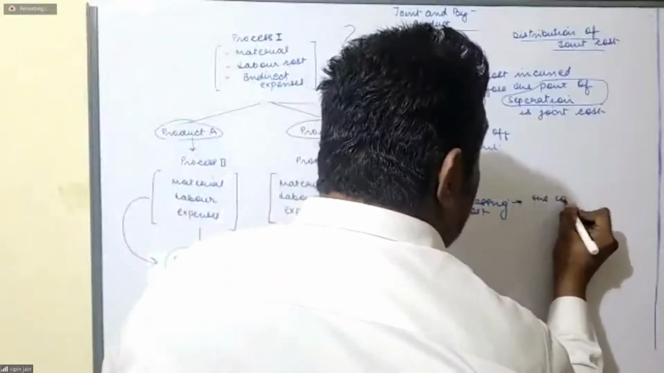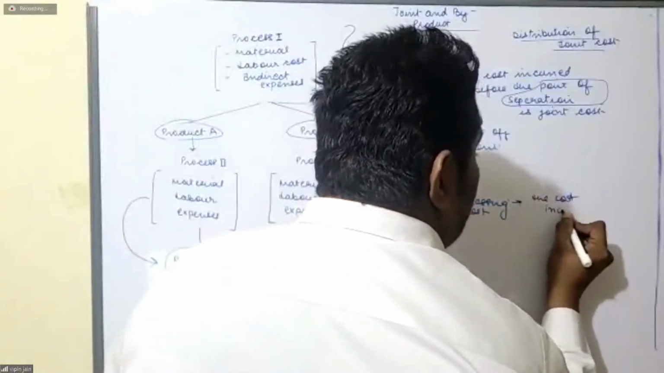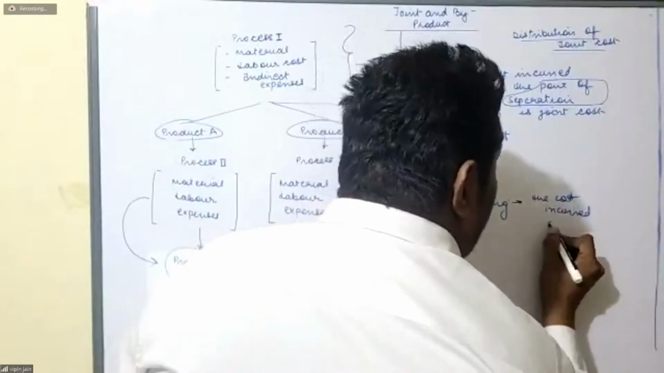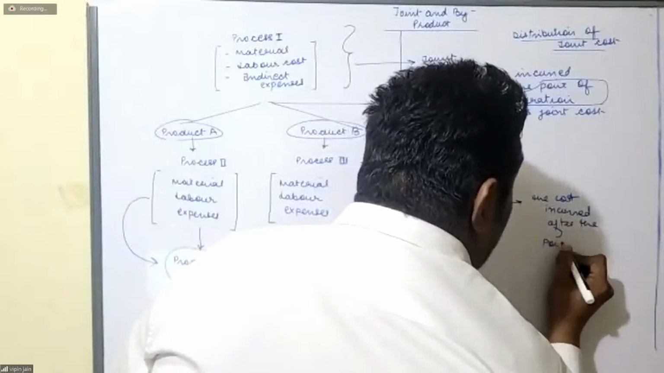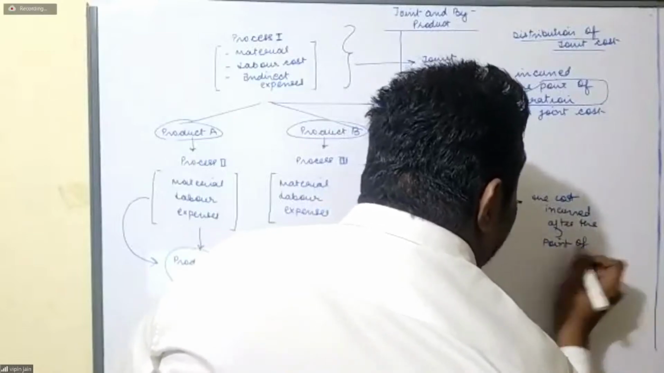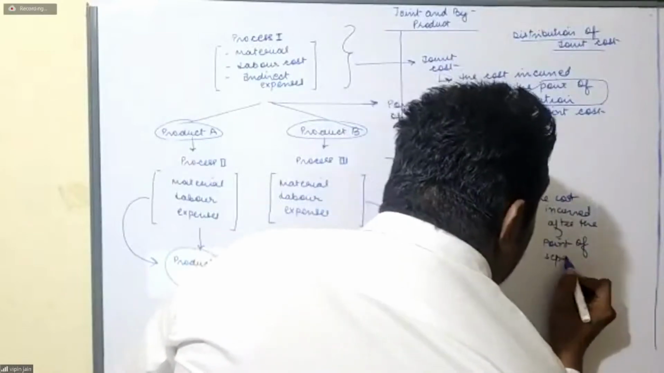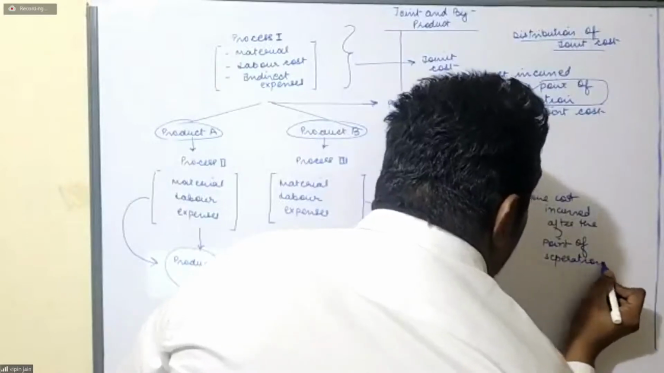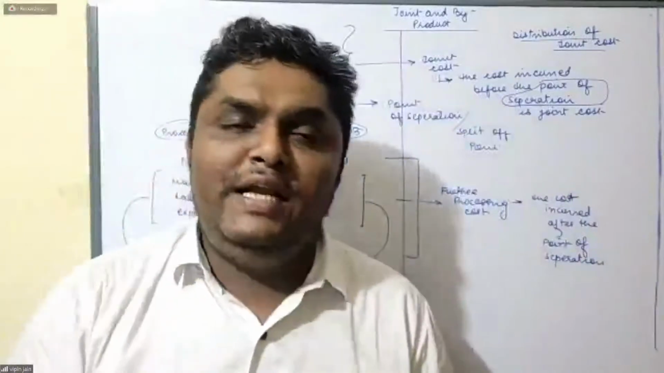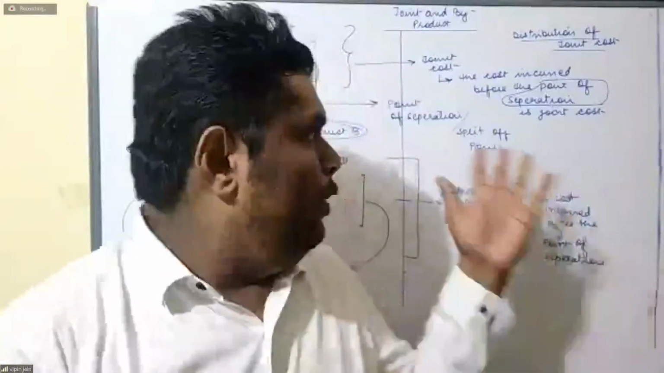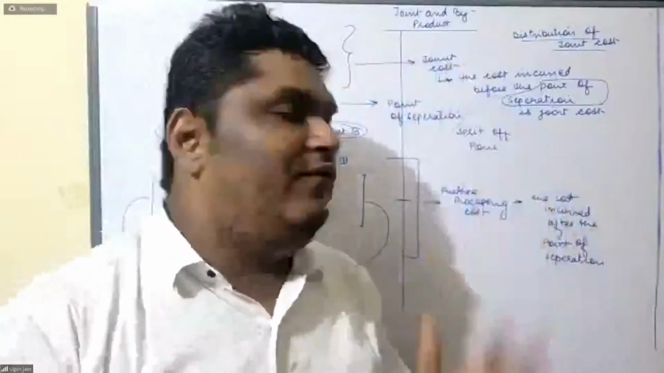So the cost incurred after the point of separation is what we call further processing cost. So three terms: split of point or point of separation, joint cost, and further processing cost.